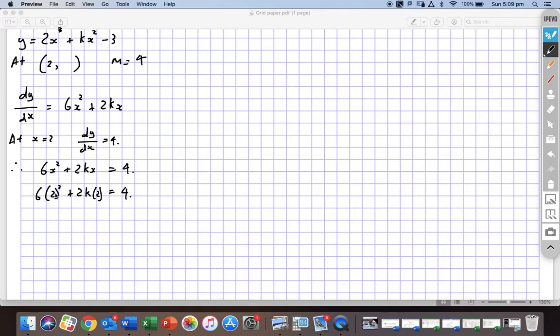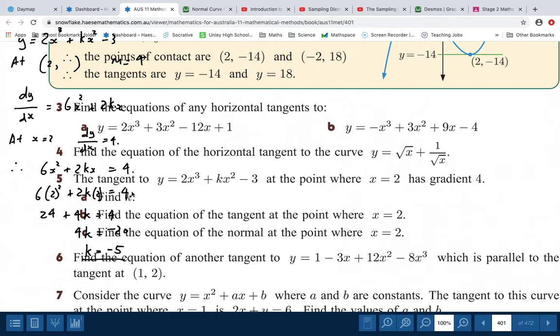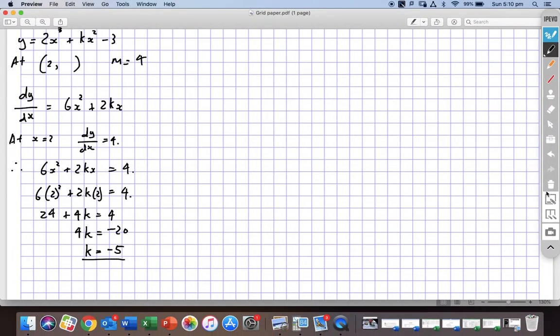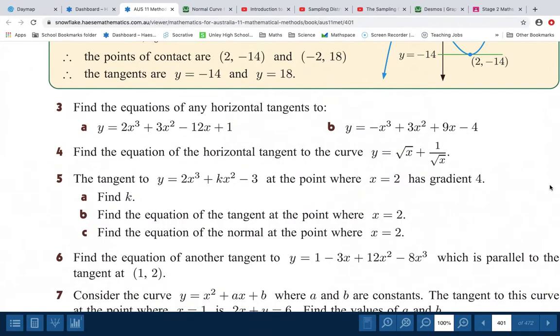So now it's just algebra, right? 6 times 2 squared is 24. 2k times 2 is 4k. Equals 4. So 4k equals 4 minus 24, which is minus 20. So k has to equal minus 5. And we've found k, which was part 1 of the question, I believe. Let's just check that. Find k. Find the equation.